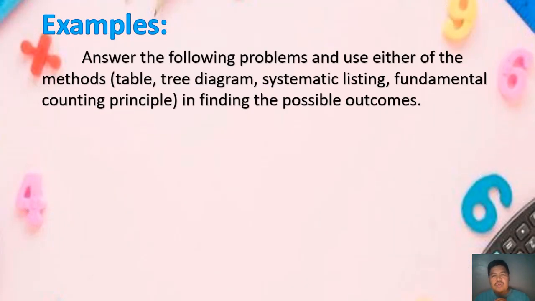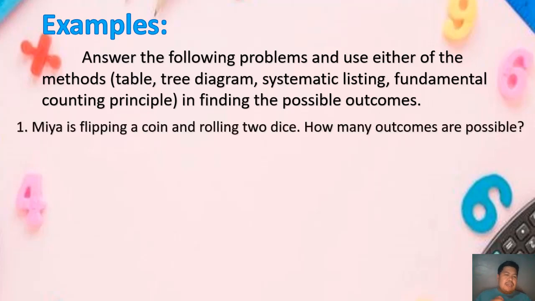So, here's our first example. Answer the following problems, using any of the methods. Choose: table, tree diagram, systematic listing, fundamental counting principle in finding the possible outcomes. But as I told you, I will be using the fundamental counting principle because it is easier overall. So, here: Mia is flipping a coin and rolling 2 dice. How many outcomes are possible? So, how many possible outcomes will come out?